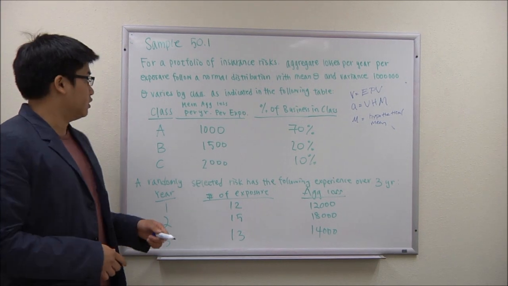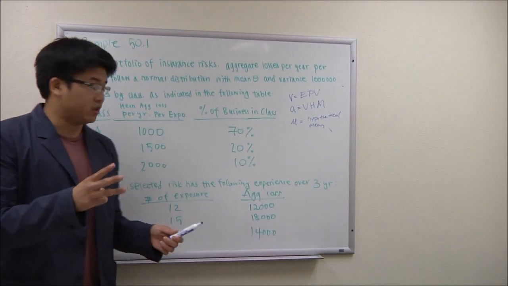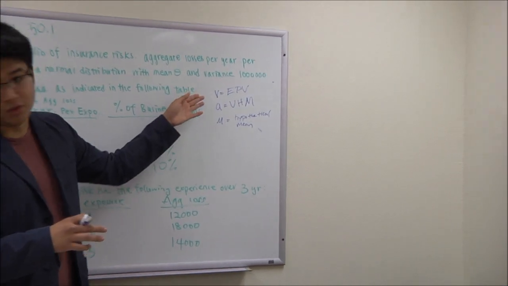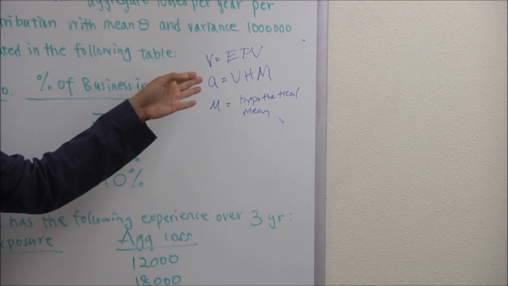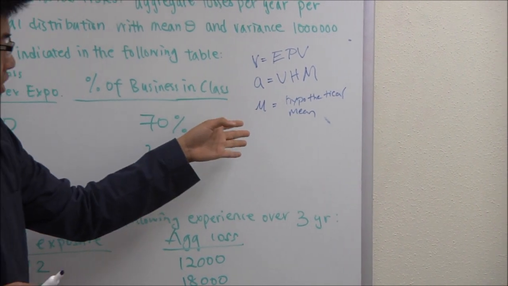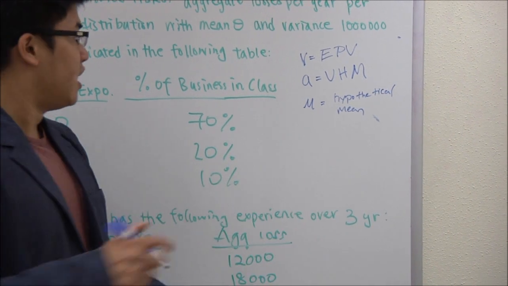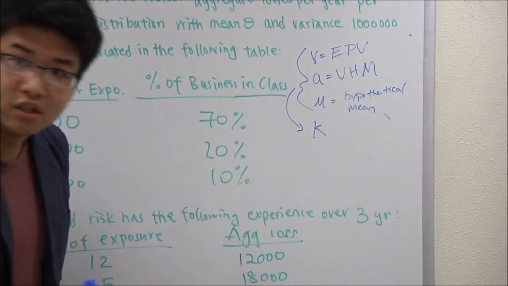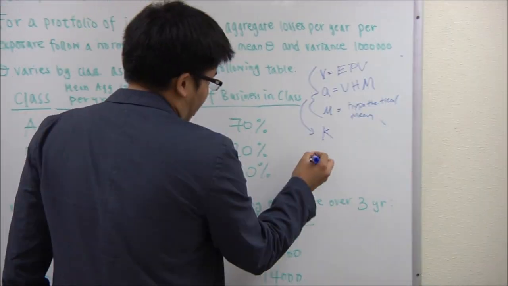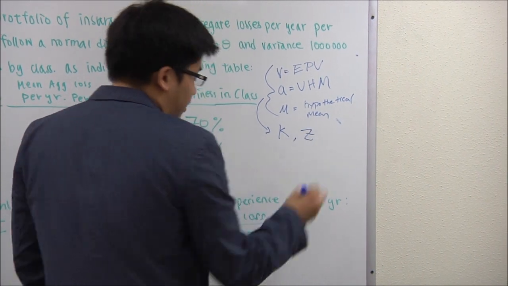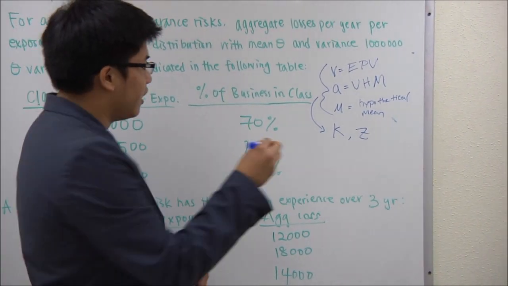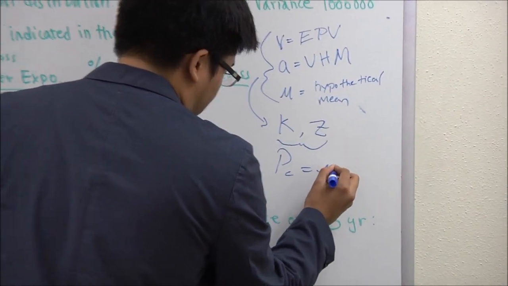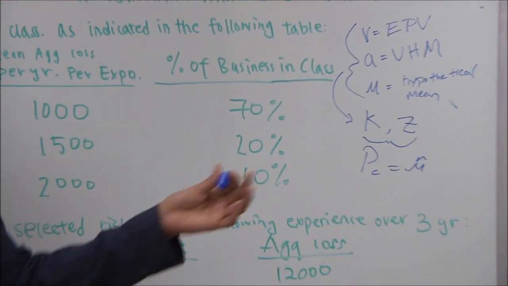Let me remind you before I continue with this problem that when you're dealing with Bühlmann-Straub credibility, you have v, which is your expected value of the process variance. You have a, which is your variance of the hypothetical means, and you have mu, which is your mean of the hypothetical means. And you use all of these to calculate k, which is your Bühlmann-Straub k, and then to calculate Z, your Bühlmann-Straub Z, and use these to get the final piece, mu hat, which is your Bühlmann credibility estimate.